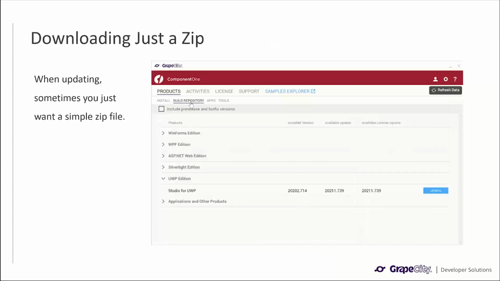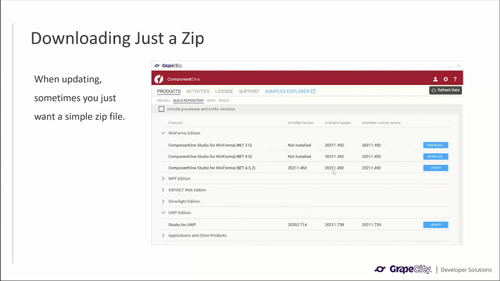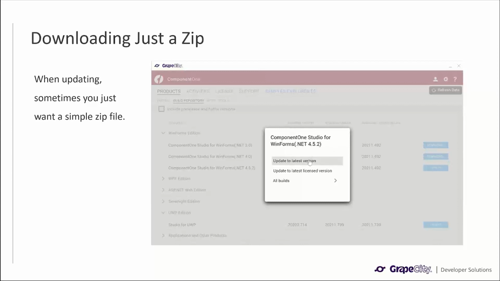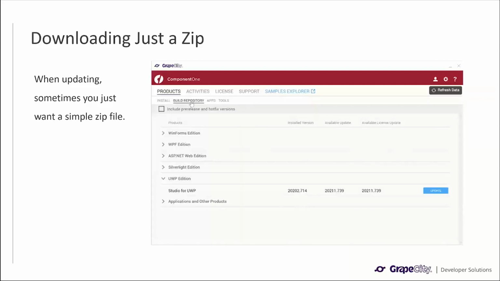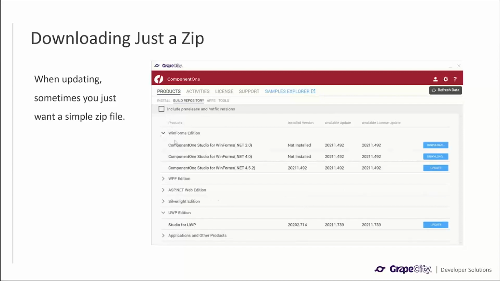But let me also share something else that you might not know exists. If you just want to get a zip file of the control libraries, you can get it from the Build Repository tab. Find the product and then click Download or Update. And from the little pop-up, you can quickly find the release notes and download a zip without having to fully install the product. So the benefit of the full install is that all of the files will be put in the right place, and you can also get the samples.